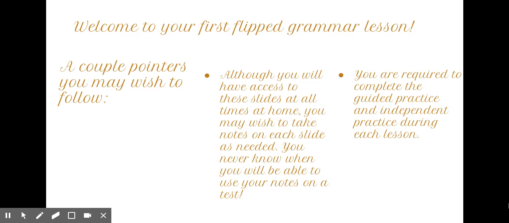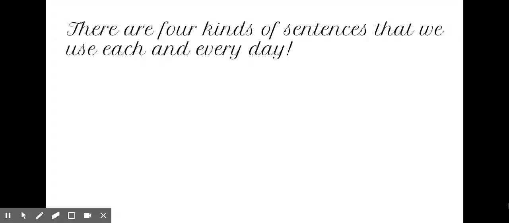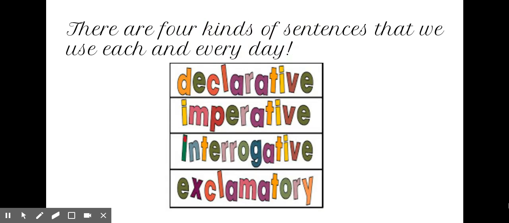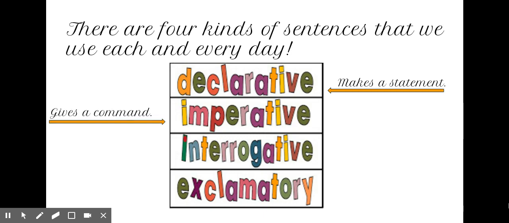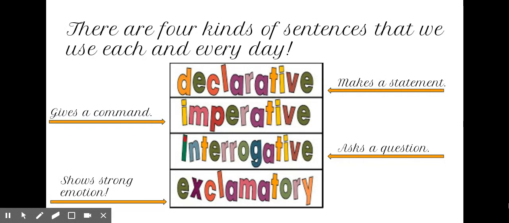All right, let's get started on our first lesson. We're looking at kinds of sentences, and there are 4 kinds of sentences that we use each and every day. They are declarative, imperative, interrogative, and exclamatory. Most of what we use on a daily basis are going to be declaratives. Declaratives simply make a statement. Imperative sentences, however, give commands, where interrogatives ask questions, and exclamatory shows some kind of strong emotion.